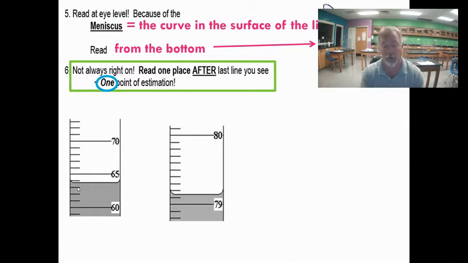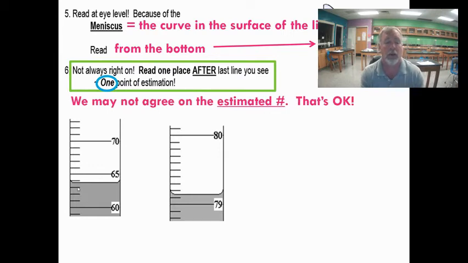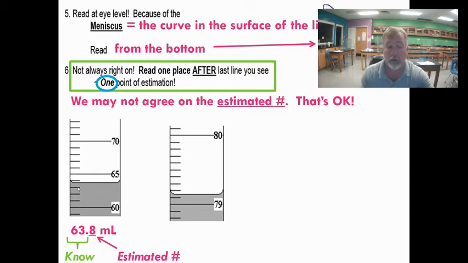Very, very important. Now, we might not agree on that last number. I said 63.8. You might say 63.7. You might say 63.9. That's fine. We both better say 63 because we can read that right off the tool. It's that estimated number that is a little bit different. That's okay. We should be close. Hopefully we're not going to say 63.1, but 63.7, 63.8, 63.9, somewhere in there is good. So don't worry too much about it. Just do the best estimate you can.